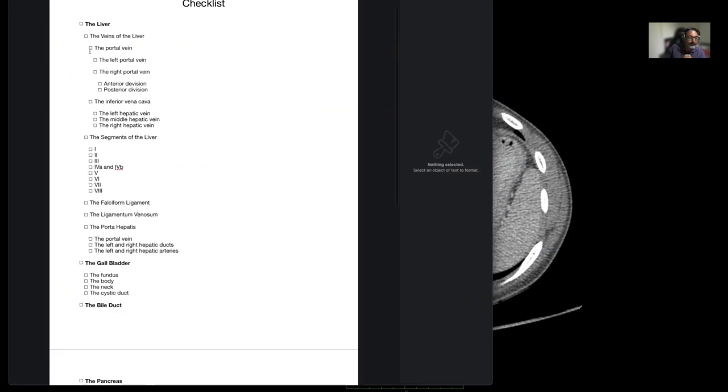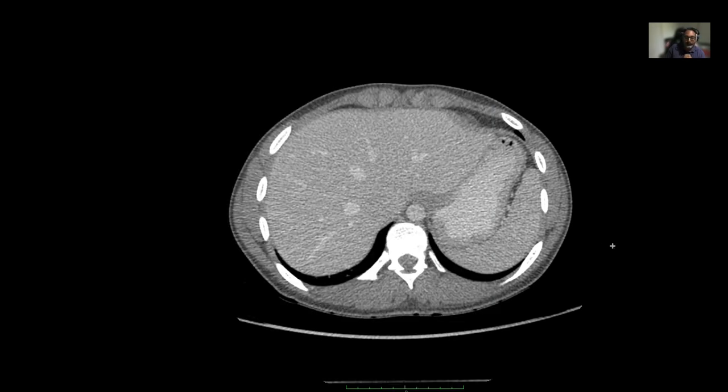So we've done the veins of the liver: the portal vein, the left portal vein, right anterior and posterior division, the IVC, the left, middle and right hepatic veins. We've done that. They drain into the IVC, and the segments of the liver. All right, let's just go through the last little thing.